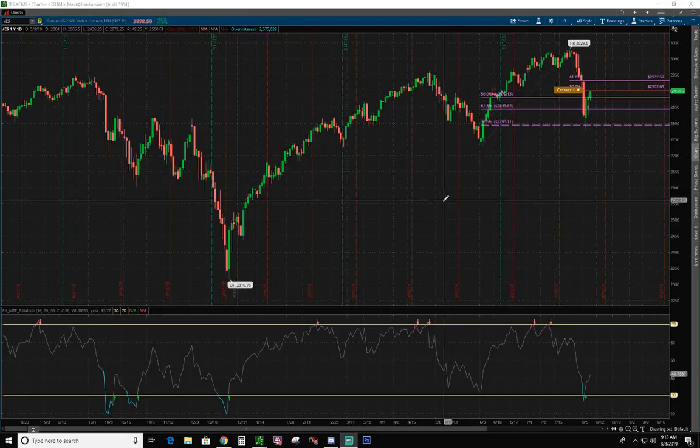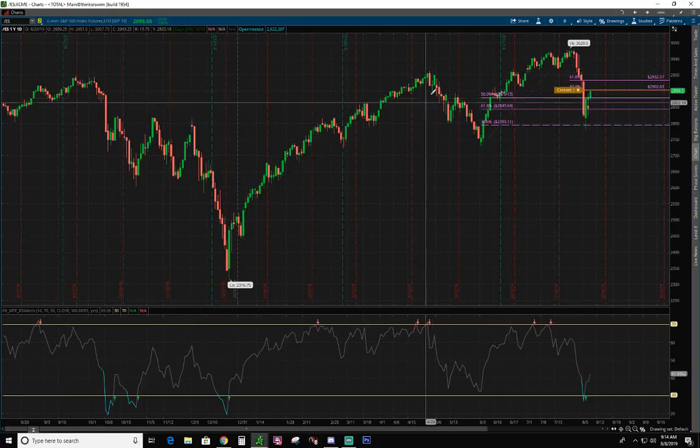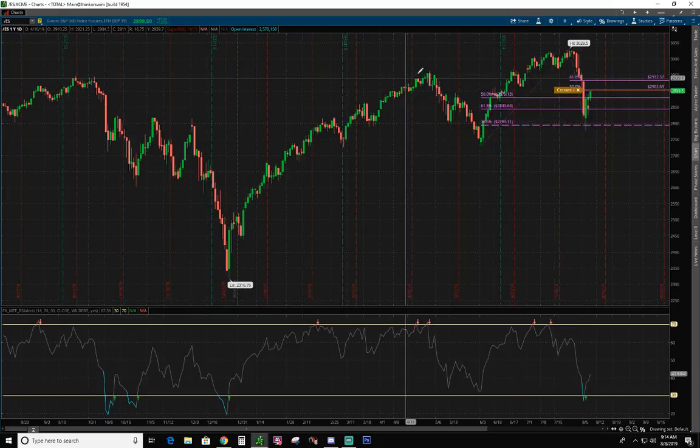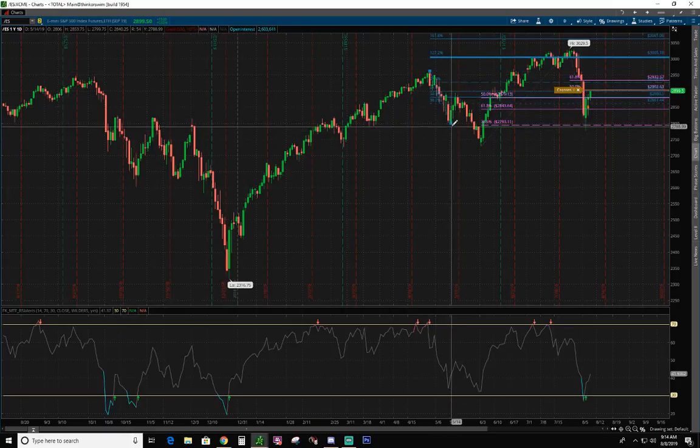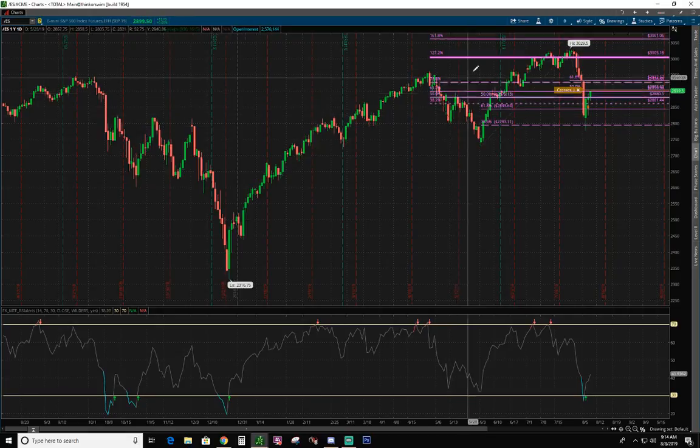So here's my word of caution. Let's go back a couple times here. We're going to look at this point. Okay, so we had a huge down move. We had some selling here. What happened? Okay, we got back up to this zone.